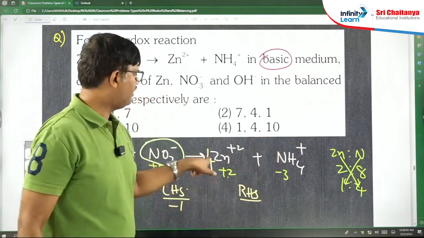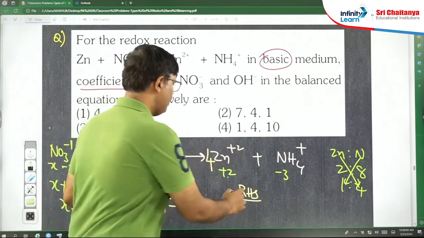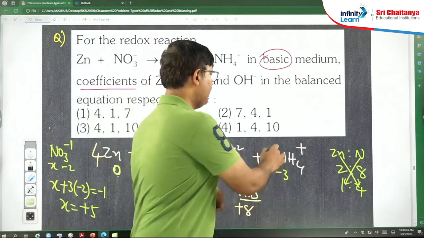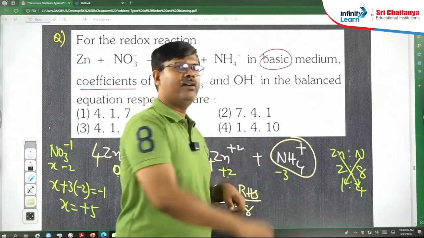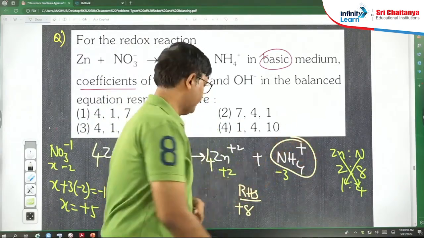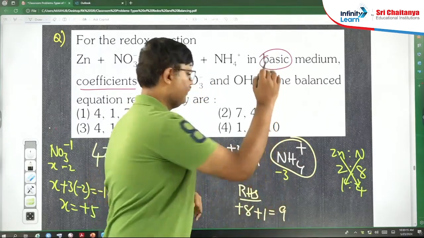Right side, what is the charge? 4 into 4 zinc are there. Each one plus 2. 4 into plus 2 is plus 8. And 1 ammonium ion is there. Its overall charge is what? Plus 1. So it is 9. Okay.